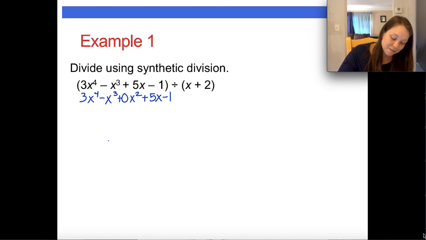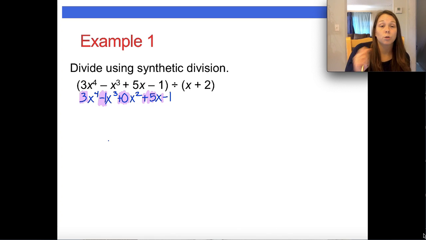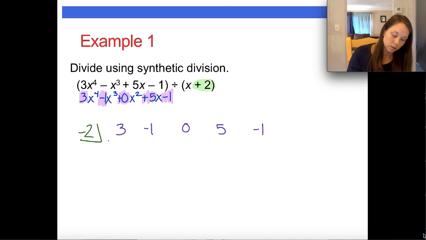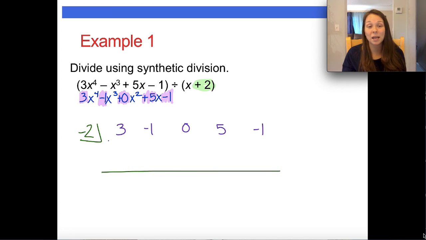Now that I've done that, I'm going to identify our coefficients. We have a 3, a negative 1 technically, 0, 5, and a negative 1. So those numbers I have highlighted in purple, that's what I'm going to write to start off this synthetic division process. So 3, negative 1, 0, 5, and negative 1. Now I'm going to look at the binomial I'm dividing into, which says x plus 2. X is always the opposite, so I'm really going to have negative 2 in my box that I'm going to use with this multiplication process next. I'm going to give myself a little bit of space underneath those coefficients of 3, negative 1, 0, 5, negative 1, and draw in a line.